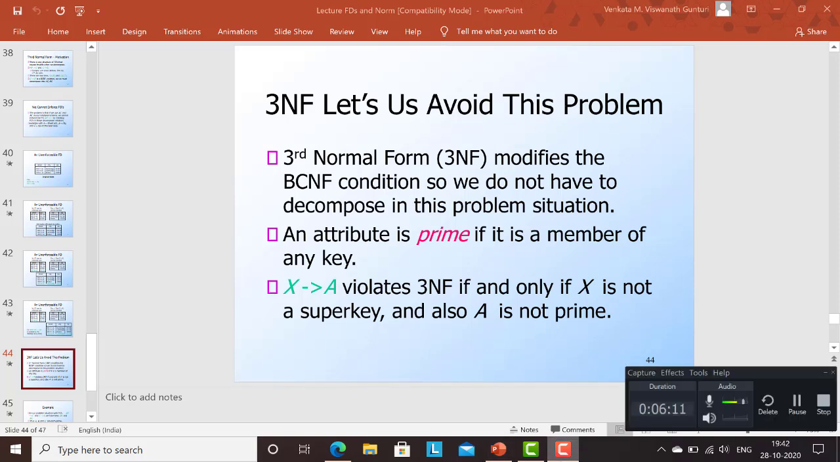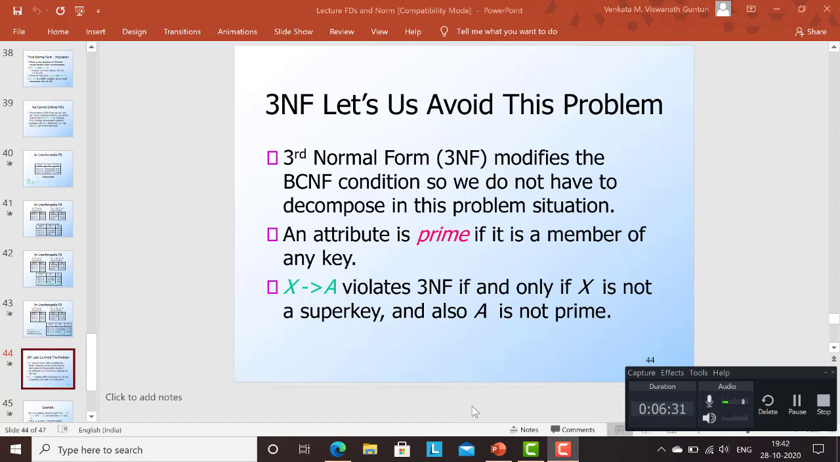Okay, so that was the problem of BCNF. There is another normalization technique called the third normal form. We'll cover this in the next video. What it does is that it addresses this small problem of BCNF, right?